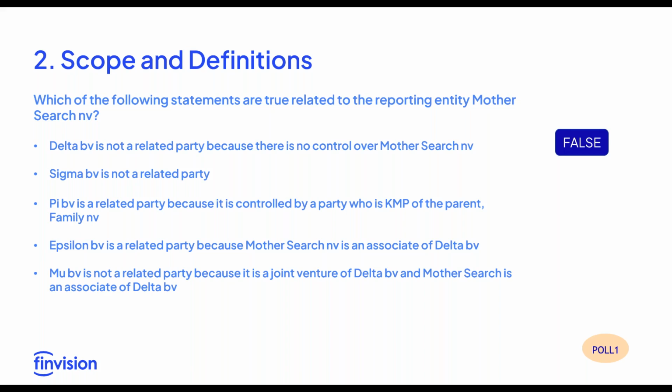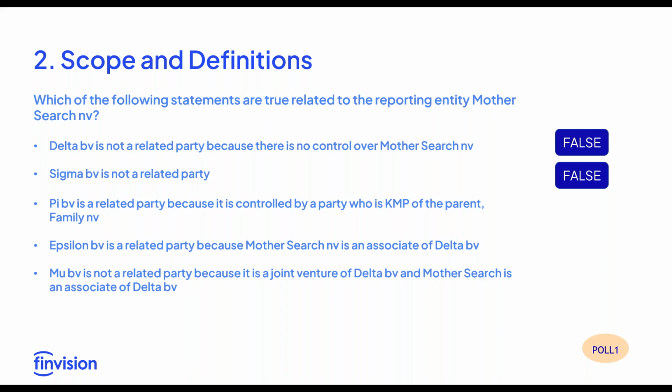The second statement, Sigma BV is not a related party. The answer is false. Sigma BV is a related party, and that is because they are members of the same group. And that refers back to the definition B1 that we saw earlier on the slides. So if they are members of the same group, then they are related parties. So this is a false statement.